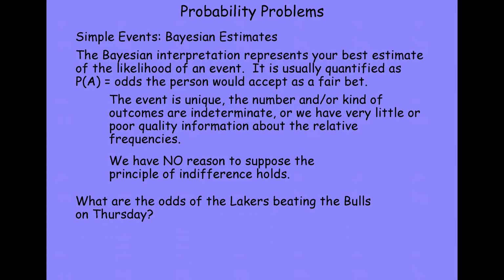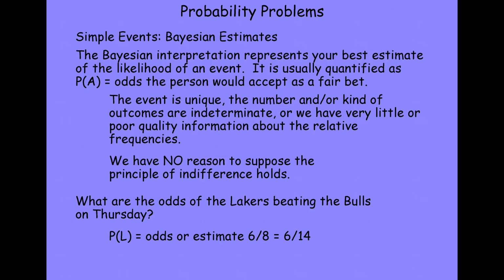So for example, if you're trying to estimate the probability or the odds of the Lakers beating the Bulls on Thursday, that's a unique event. There are a number of different possible outcomes. They could tie, they could win, they could lose, the game could be canceled, and so on. And we don't have a lot of good quality information about what's going to go on during that game. So it's probably a good candidate for a Bayesian estimate.